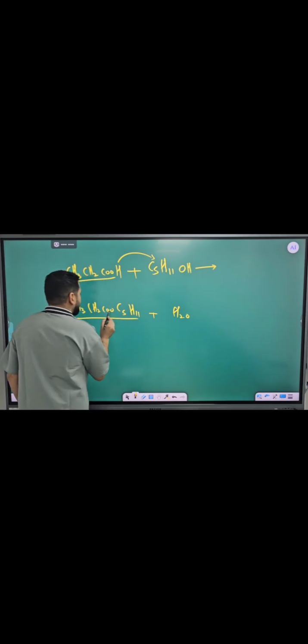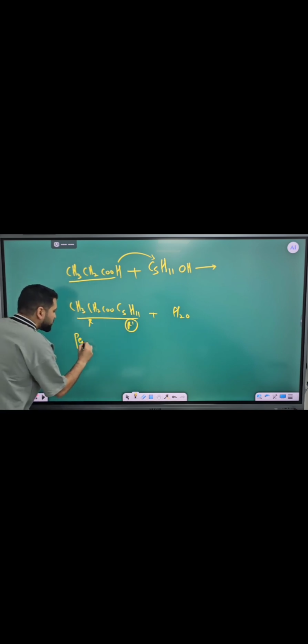In order to name this compound, I told you guys this part is R, this part is R dash. Just name R dash first. What's R dash? C5H11. It's pentane actually. So from pentane we'll get pentyl, PENTYL, pentyl.